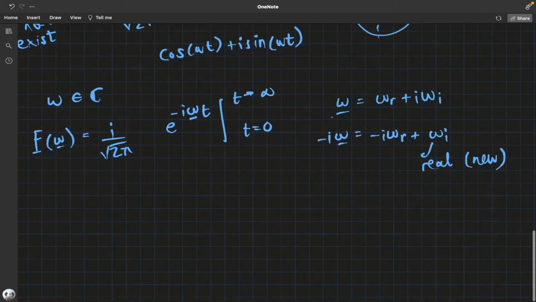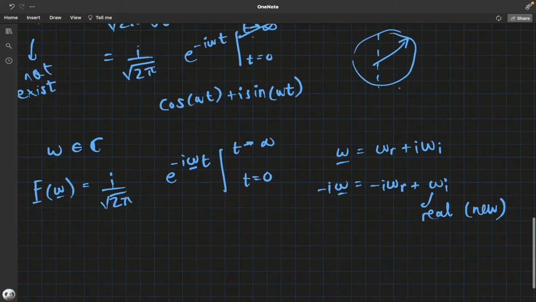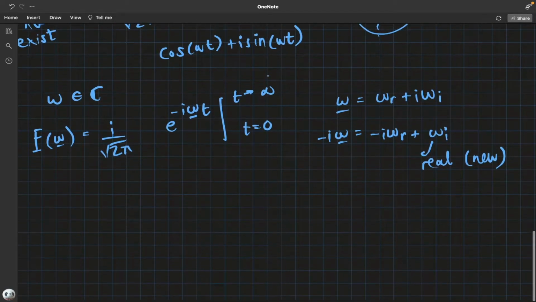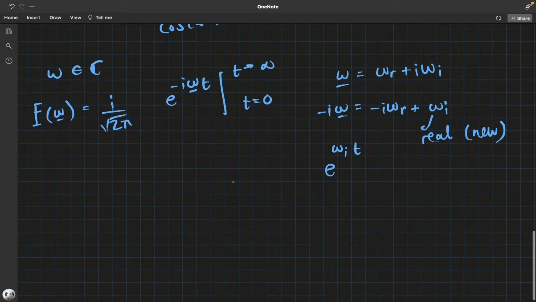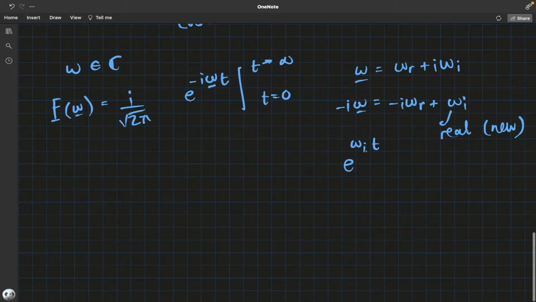So the imaginary part will again keep oscillating like it's supposed to because of this formula. The real part, because if you split the exponential, this will become e to the omega I t. This guy can die down. And when does it die down? Well, we always want this to be a decaying function. This will be a decaying function when overall we have a negative sign. Since t is positive, we want omega I to be less than 0.